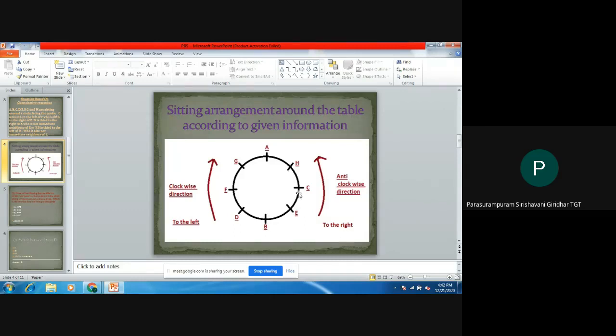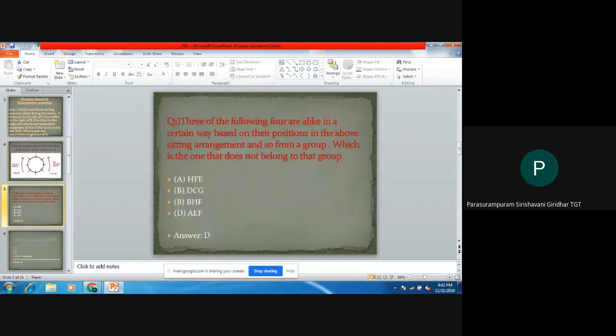Second option is DCG. This is D and C and G. Same manner here also. DCG direction is also in the anti-clockwise direction. BHF is the third option. This is also in the anti-clockwise direction. Now coming to the fourth one, that is AEF. AEF alone is in the clockwise direction. So among four options, the one which does not belong to the group is AEF.